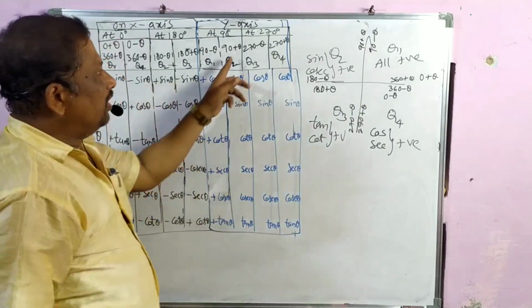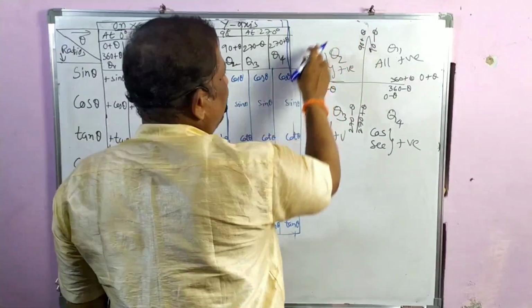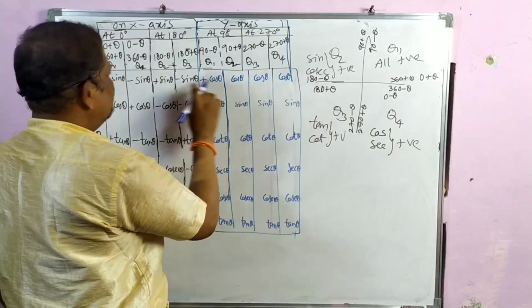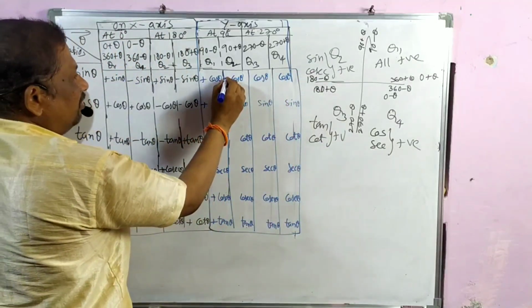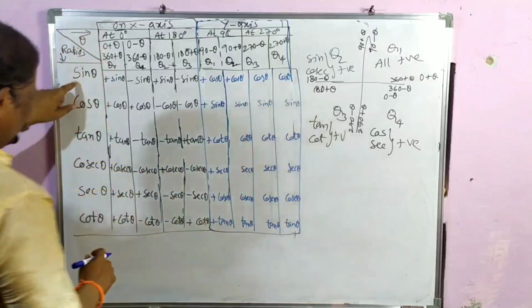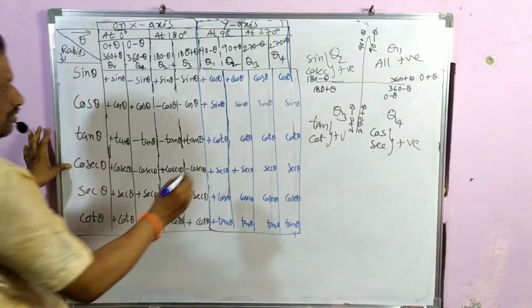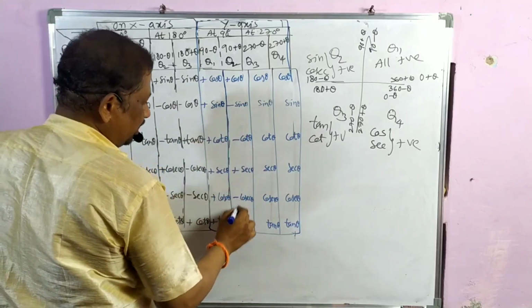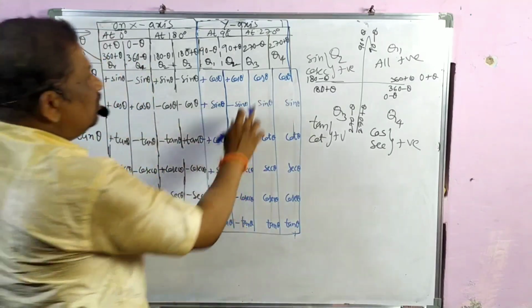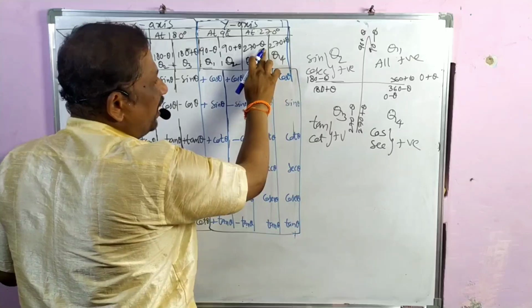Okay. 90 plus theta falls in the second quadrant. Only sine and cosecant are positive. Sine will become positive here. Carefully observe, here you have to see the main values. Remaining all are negative.